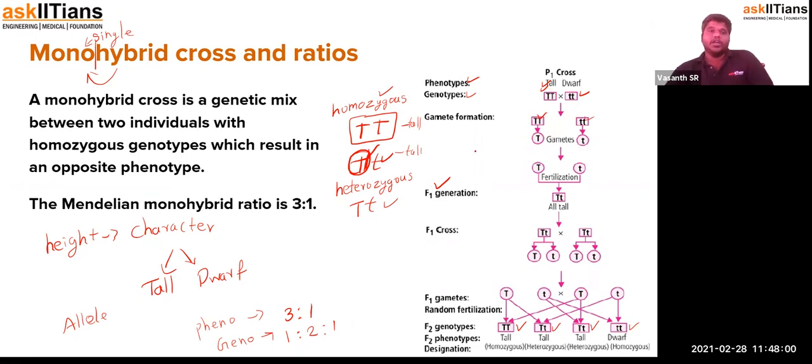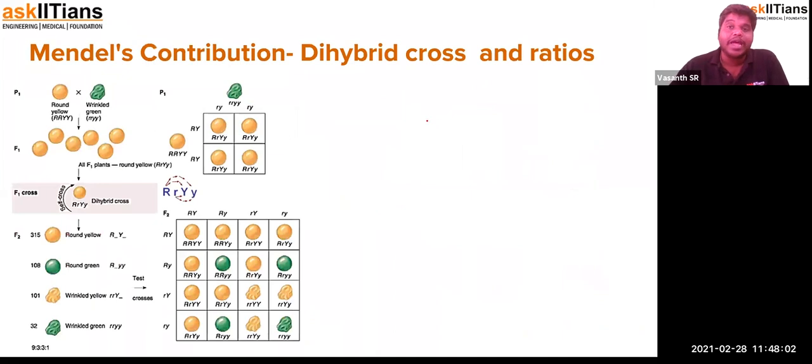Next is Mendel's contribution with respect to the dihybrid cross. I've already told you, it is hybridizing two different characters, not traits, two different characters. Here we are going to take two characters. One is seed color and the other is seed shape.